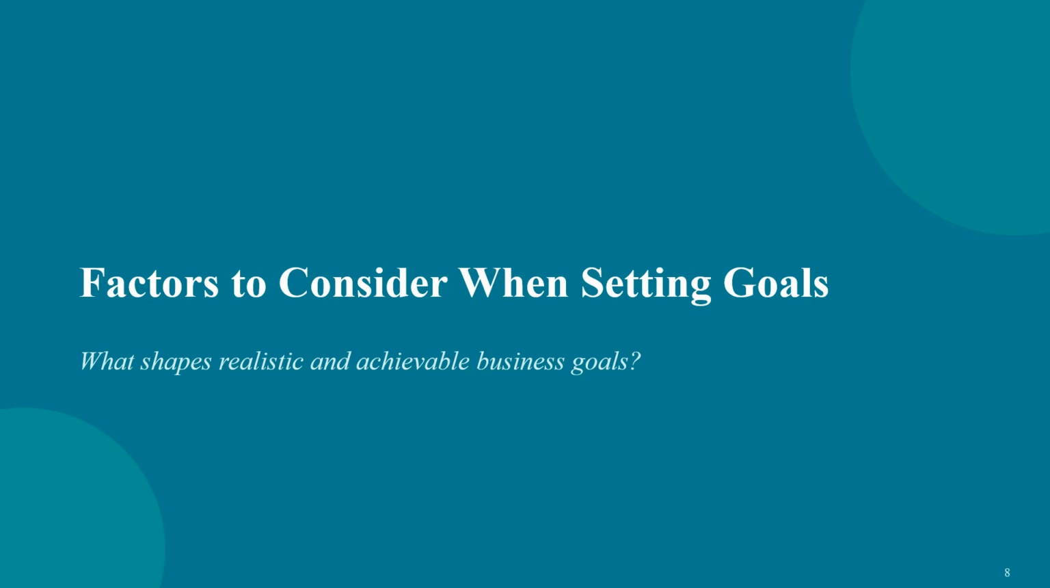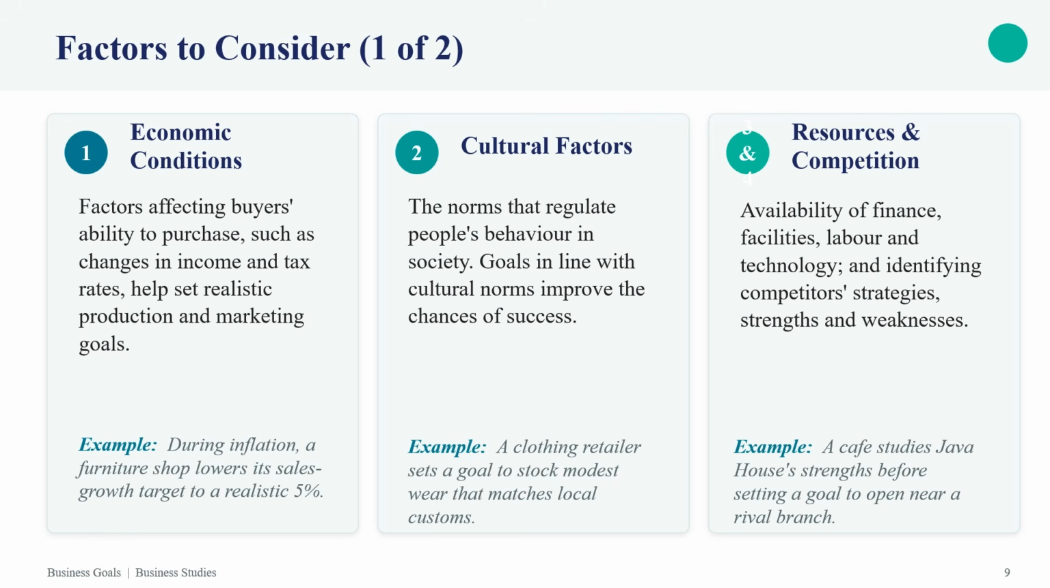Factors to consider when setting goals. What shapes realistic and achievable business goals? What drives you to set goals? Okay, factors to consider. So as you're setting goals, there are some factors to consider. The first one is the economic conditions. Factors affecting buyers' ability to purchase, such as changes in income and tax rates, usually help you in setting realistic production and marketing goals. So before you set your goals, look at the economic conditions.